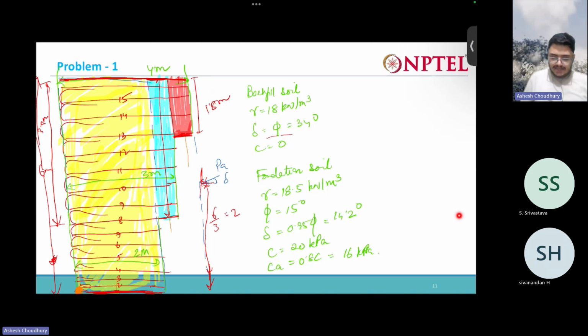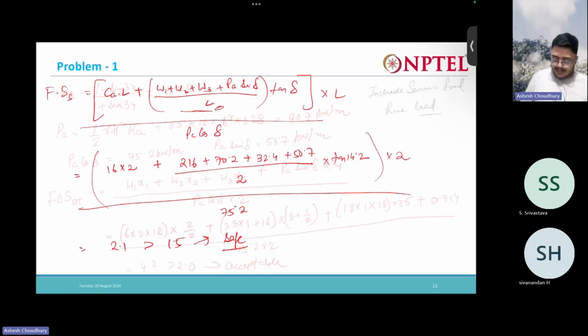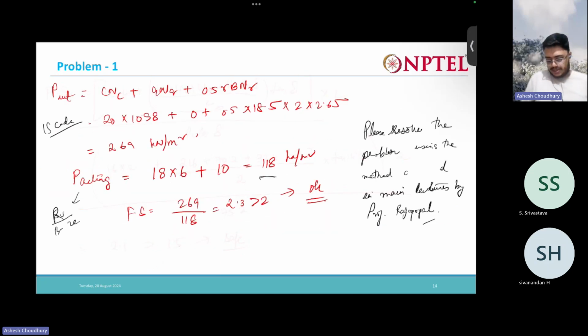So this is what we finally decided, and this is what our wall will look like. After that we solved the external stability: the overturning check, sliding check, and the bearing check. What I suggested was that you include whatever topics were discussed in the main class, like the seismic forces and live load, and solve all these using the IS code. Then use the Federal Highway Administration and other codes, and resolve these problems.